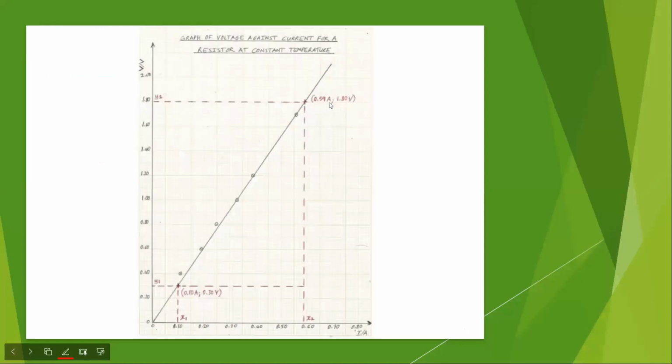Okay, so we're going back to the graph. So note that we have our x2 and y2 values, 0.59 amperes and 1.80 volts respectively, and our x1 and y1 values, 0.10 amperes and 0.30 volts respectively. You notice they are labeled on the graph, and you try to use a large triangle so that you can be sure that the graph is measuring the change throughout the entire set of results.